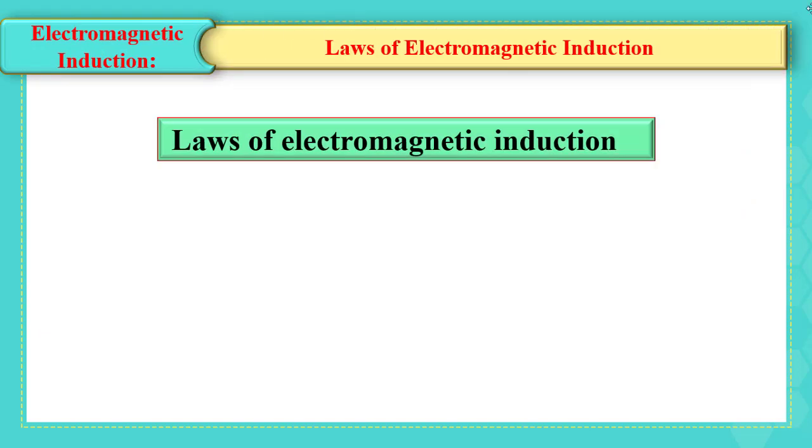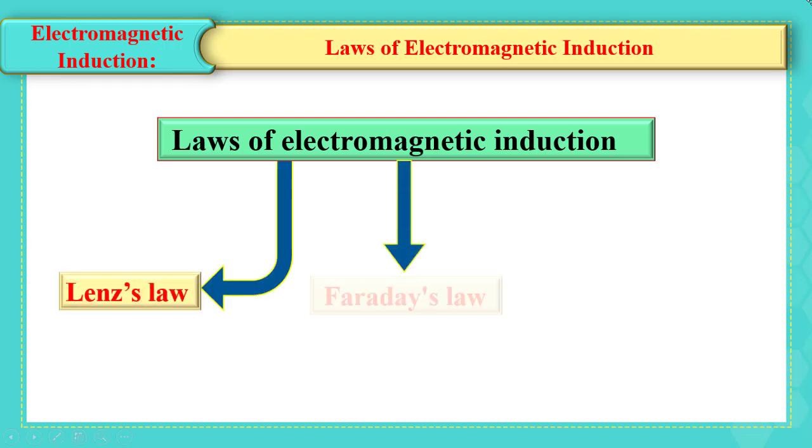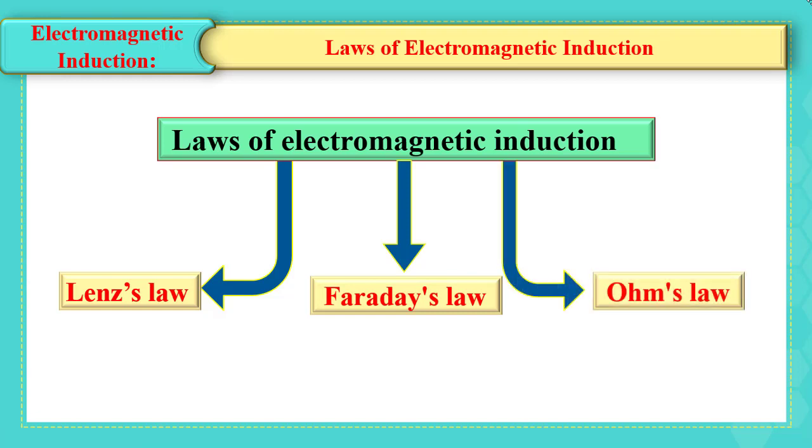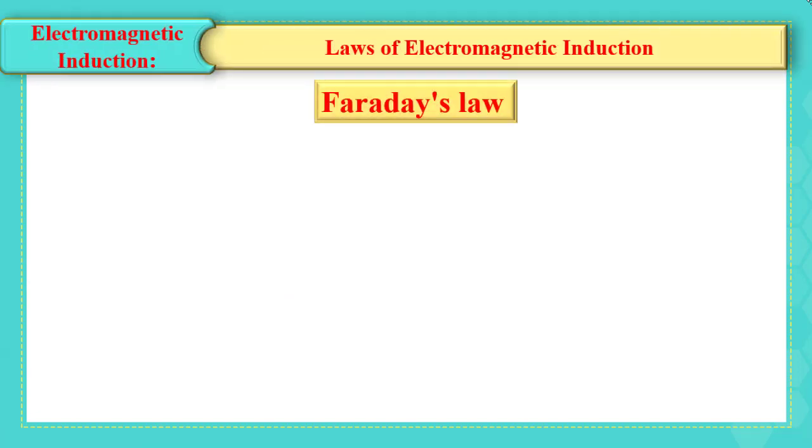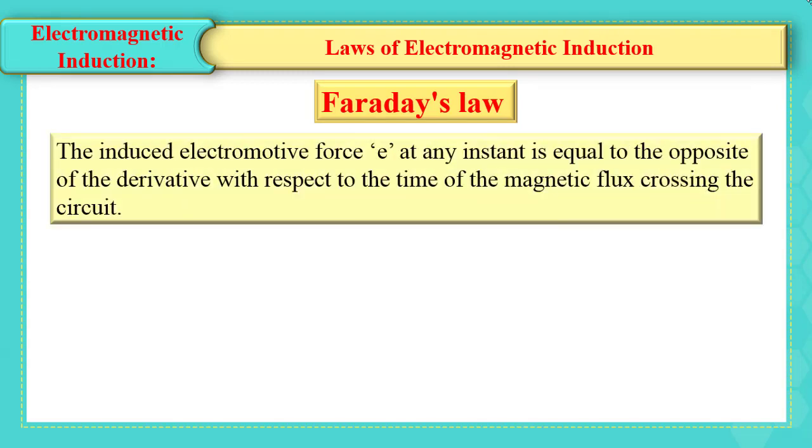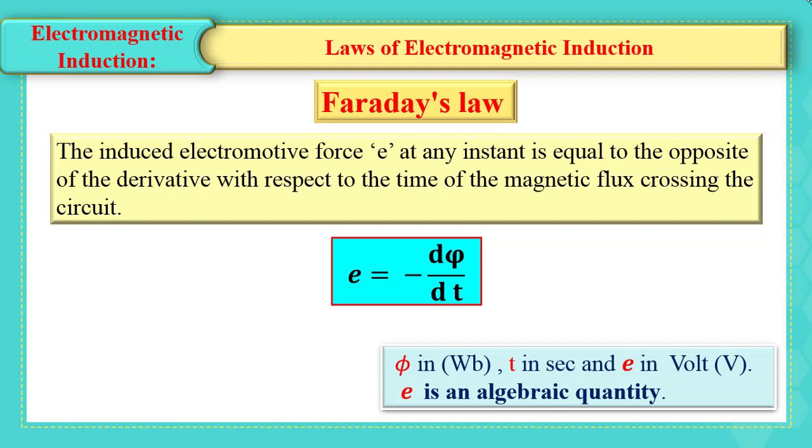Laws of electromagnetic induction. The laws of electromagnetic induction are Lenz's law, Faraday's law, and Ohm's law. Faraday's law: the induced electromotive force E at any instant is equal to the opposite of the derivative with respect to time of the magnetic flux crossing the circuit, where E equals minus d phi over dt. Phi in Weber, t in second, and E in volt, where E is an algebraic quantity, so it can take a positive value or a negative value.